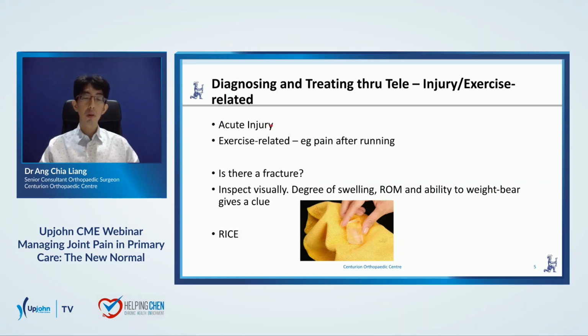Now, for these kind of cases, the first thing that crosses all our minds is, is there a fracture, especially for acute injury? So what we can do is to inspect visually. We look at the degree of swelling, range of motion, and the ability to weight bear. So in the patients whom I've had teles with, this is actually what I ask them to do. And most of them are able to show me pretty well whether they can do these things. We will talk a bit more about this later.